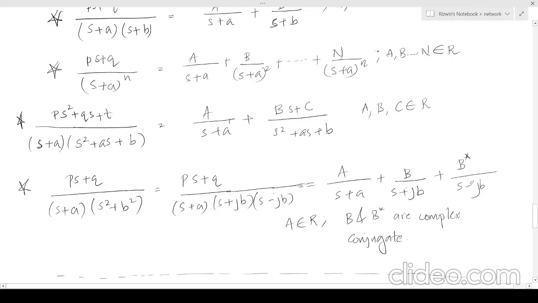We should find the values of a, b, c, etc. Now the other form is (ps plus q) by (s plus a) into (s square plus b square). This term has a complex root and we can split it like this. This is similar to the first form and we can split it into three terms of similar order. The speciality here is that the numerators of the terms with s plus jb and s minus jb will be complex conjugates.